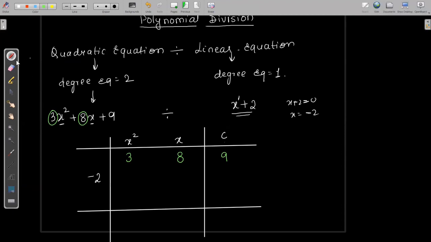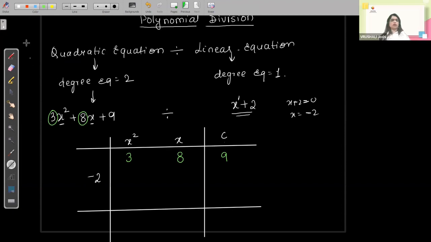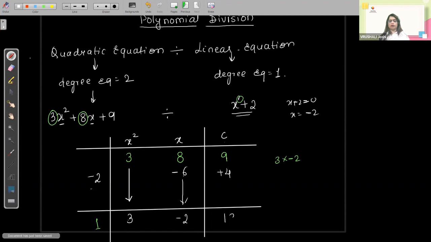Yes. Now, first thing first, as in our normal divisions in Vedic maths, we take down the first number as it is. Even here, whatever is the highest degree coefficient, you write that 1 down here. Now, 3 multiplied by minus 2 gives minus 6. That minus 6 you write down here. Then you bring down the number: 8 minus 6 gives minus 2. Minus 2 into minus 2 gives a plus 4. 9 plus 4 gives 13.